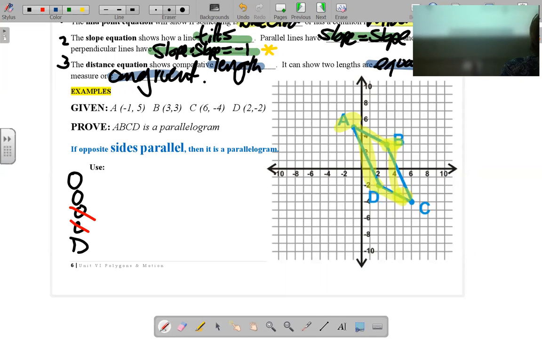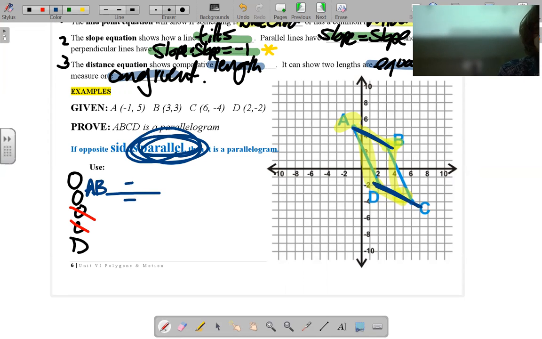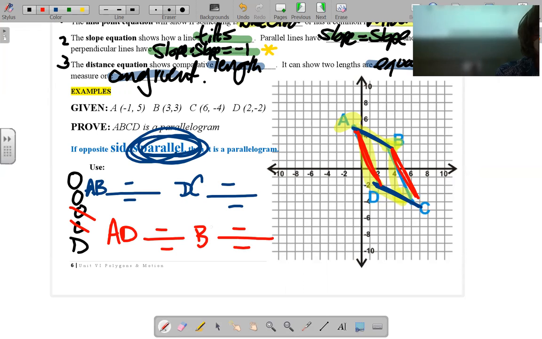The first one is to show opposite sides are what? Parallel. That would be a slope concept. Watch. I'm not going to do the math. I'm just going to show you. You would do AB slope, DC slope, AD slope, BC slope. Just copy down the template so you have it. So to prove opposite sides are parallel, you would have to do the slope equation how many times? Out loud, how many times? 4. Not just 2, 4.